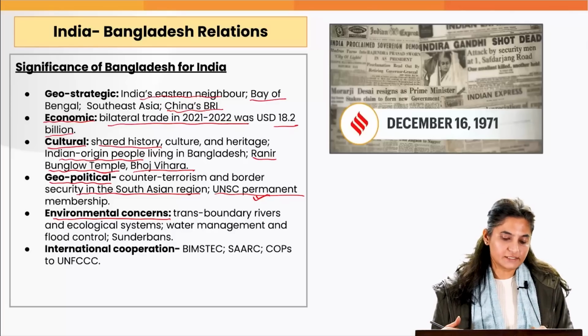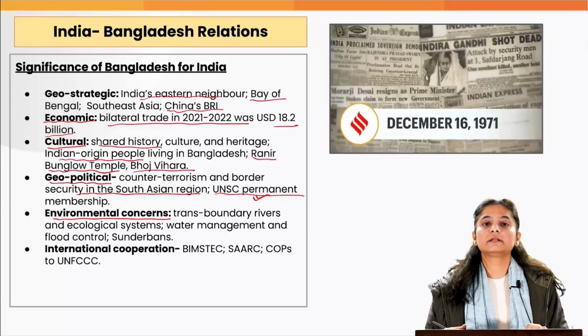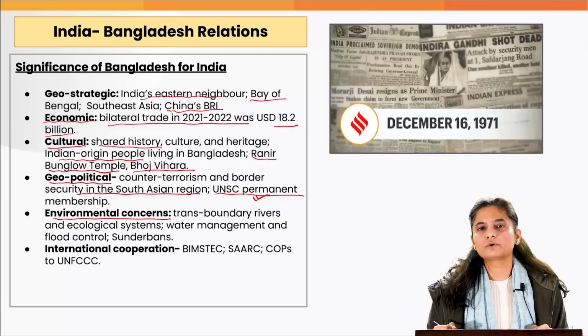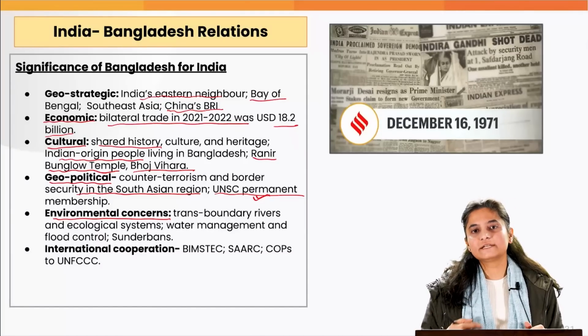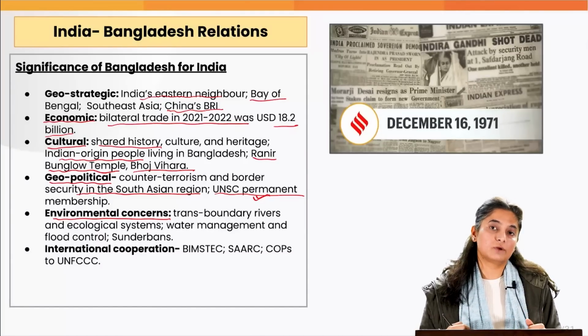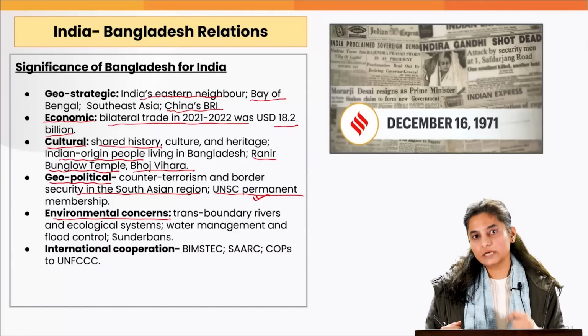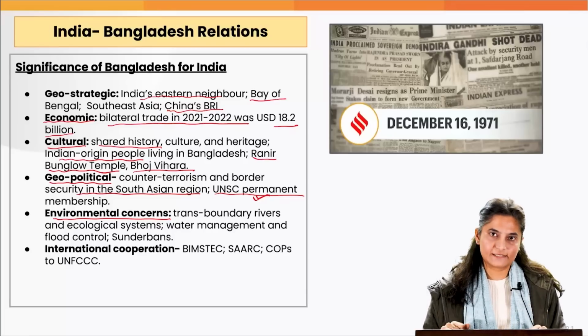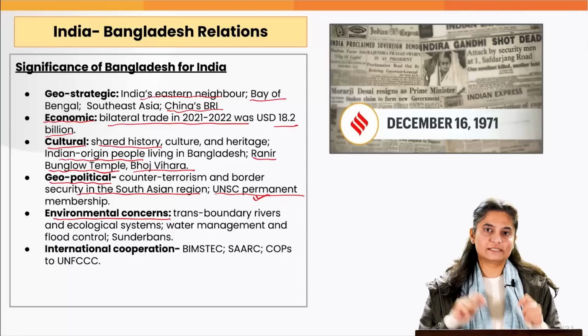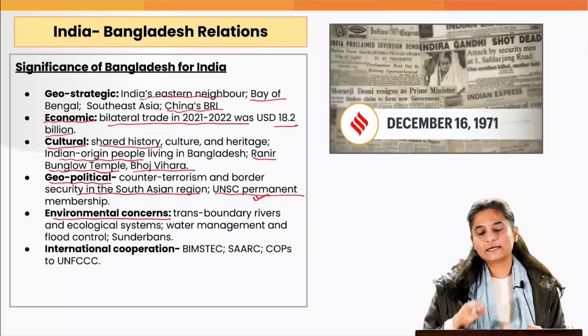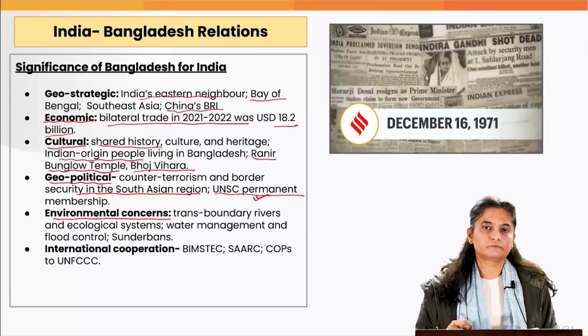Now the next point that we can put within the significance of the relationship is environmental concerns. There are around 54 cross-border rivers that India and Bangladesh share. This number itself speaks a lot about the gravity of the issue that it could lead to, and in fact has. Why? Because we have to demarcate the boundaries of rivers, which itself is not constant. It keeps on changing its ways and path.